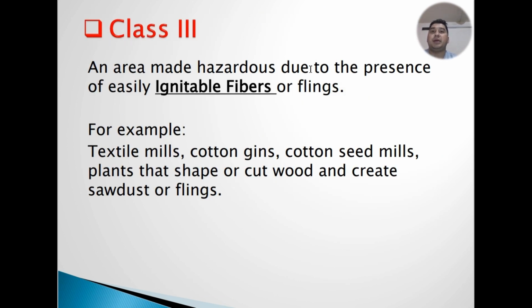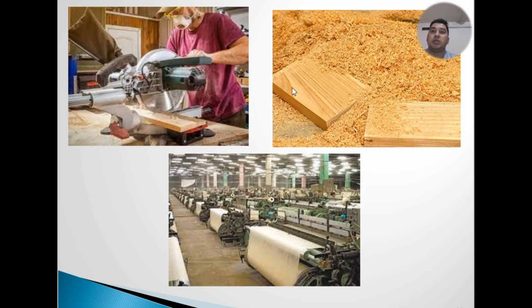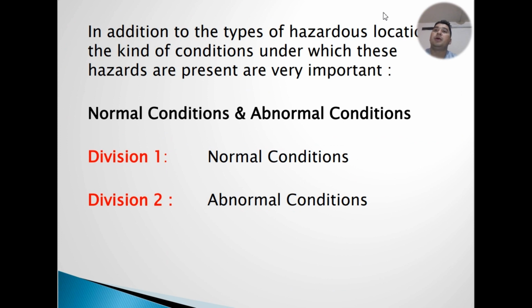Then we have the class 3, an area made hazardous due to the presence of easily ignitable fibers or flyings. For example, textile mills, cotton gins, cotton seed mills, and plants that shape or cut wood and create sawdust and flyings. These are the ones.